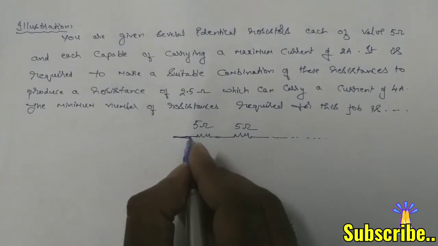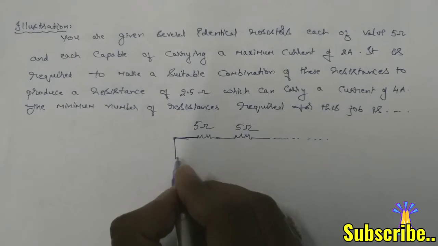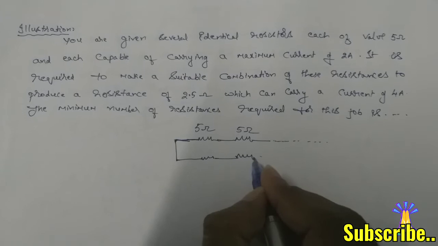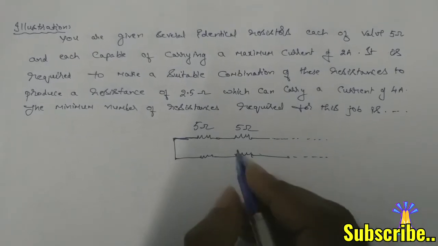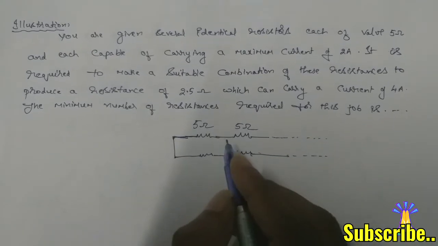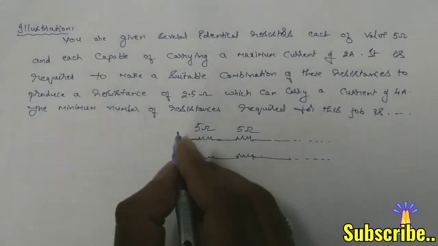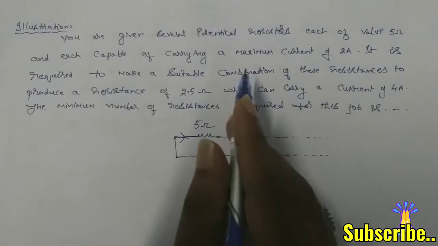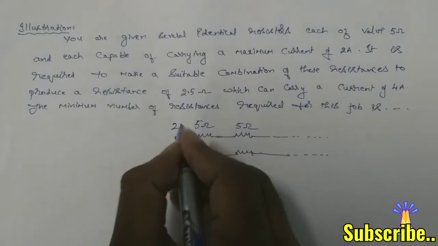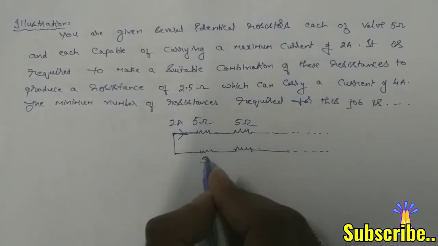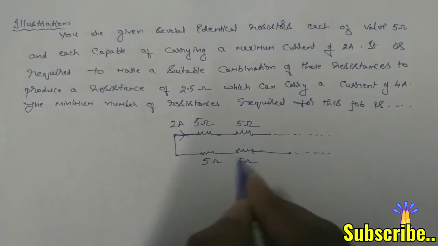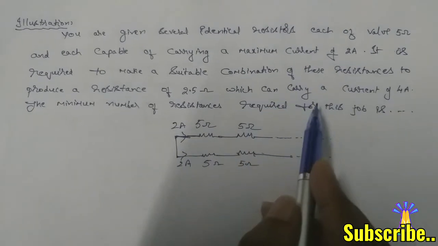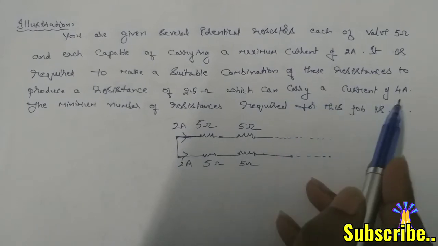So for that purpose, let us suppose I take a combination like this. This is a multiple grid combination. If I take the combination of all these resistors, it allows a maximum current of 2 ampere. Here also, the resistors which are in one row in series allow 2 ampere current. Like that, finally we have to get a current of 4 ampere.